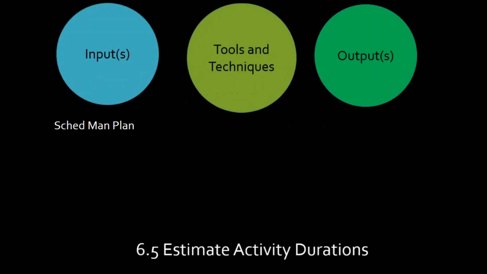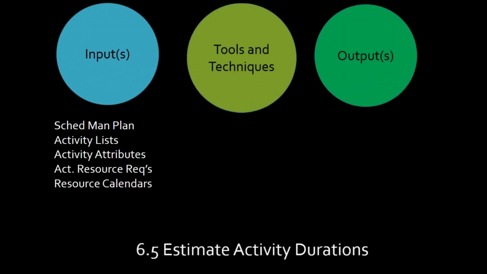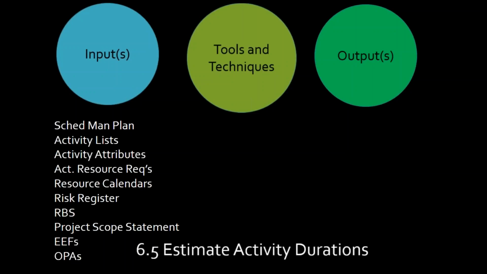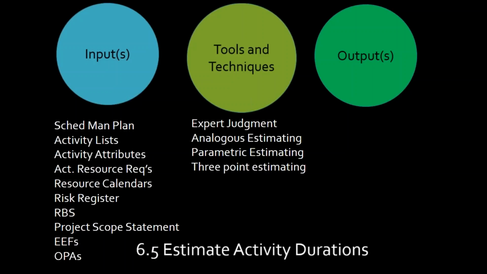Let's look at the process itself, 6.5. Of course, the schedule management plan, those activity lists, you see the pattern, activity resource requirements, resource calendars, risk register, holy cow, resource breakdown structure, project scope statement. It's all EES and OPAs. You can already see that the list is getting bigger, and we didn't even get to 6.6 and 6.7 yet, where you see how these get real, well, especially 6.6, this is even bigger. Look at all the inputs, outputs, tools, and techniques that you would need to know. If you were trying to memorize them, I want to blow my head off.